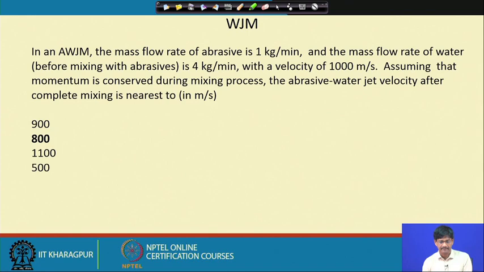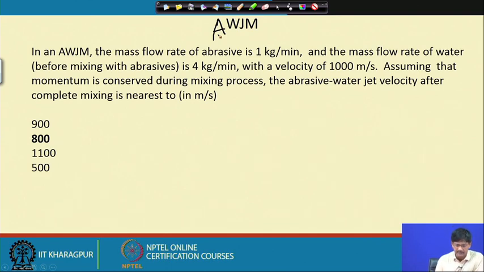Water jet machining. In the case of abrasive water jet machining, this will be abrasive water jet machining. The mass flow rate of abrasive is 1 kg per minute, and the mass flow rate of water before mixing with abrasives is 4 kgs per minute with a velocity of 100 meters per second. Assuming that momentum is conserved during the mixing process, the abrasive water jet velocity after complete mixing is nearest to, in meters per second.